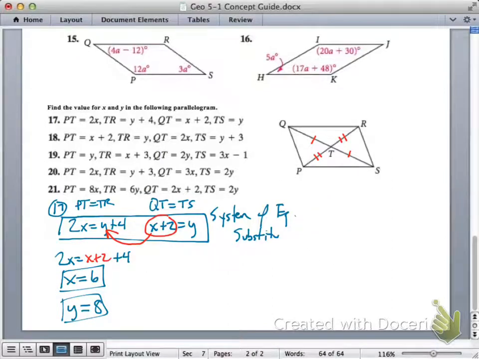I'm going to set up the next one for you. On number 18, we get that PT is equal to TR. That's x plus 2 is equal to y. We also get that QT is equal to TS. That's 2y is equal to y plus 3. Which variable is by itself? Just happens to be the same thing as what we had over here. That's just a coincidence, really. Y is equal to x plus 2. You'll replace that y right there with x plus 2 and solve. I tell you what, finish number 18 and then do number 19, and we'll call it quits for now. Don't worry about numbers 20 and 21.